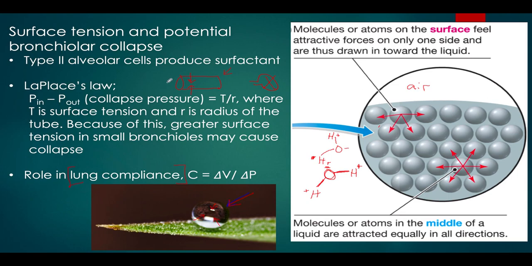But when push comes to shove, and you get to the point at which the lungs or portions of the lungs maybe start to collapse due to either a high surface tension, lack of surfactant, or a low intrapulmonary pressure, it'll be the bronchioles that will collapse, not the alveoli. That's been shown experimentally. Okay.